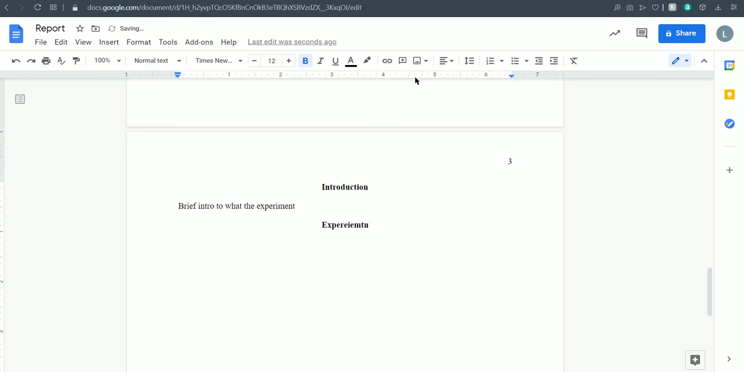The next part is going to be called the experimental. And this describes what happened. I'm sorry, it's kind of hard to type and talk at the same time. I'll just let Google fix that for me. The experimental tells the reader what happened during the experiment, what steps you did to complete the experiment.